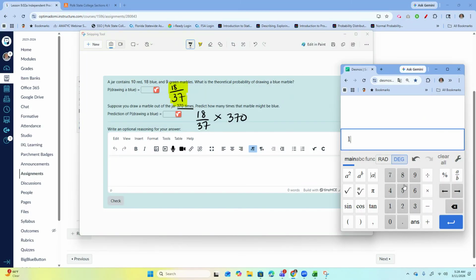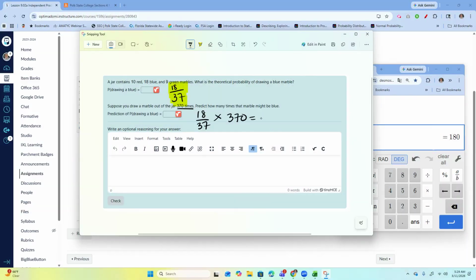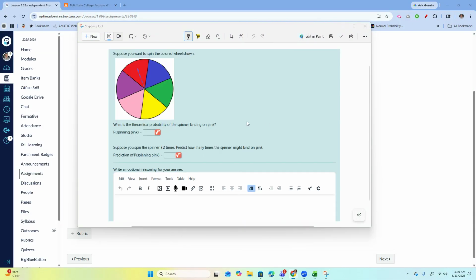So I'm going to do 18 out of 37, and multiply that by 370. And you can see that I can expect that out of the 370 times, 180 times the marble I pick will be blue. All right, let's go to the last question.